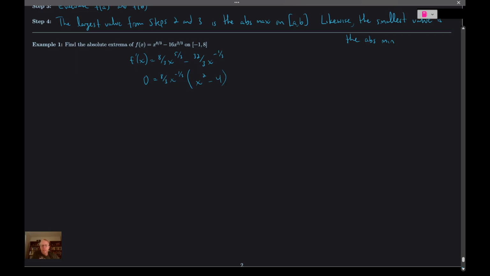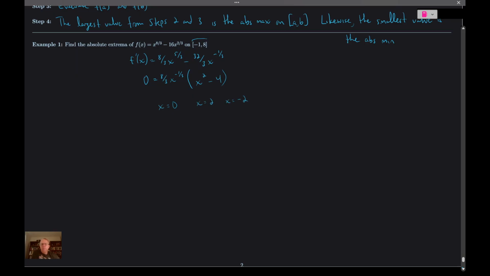Now, x equals 0, so this is obviously in the denominator. So x equals 0 is not really in the domain of the derivative, but it is still a critical number because it is in the domain of the function. And then this one will be x equals 2 and x equals negative 2. So here are our critical values.